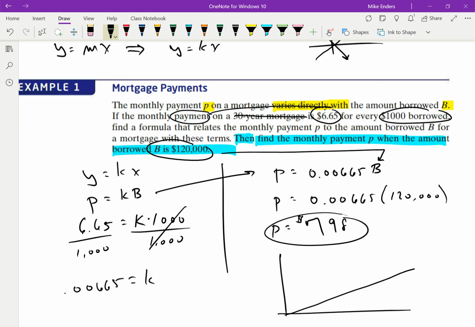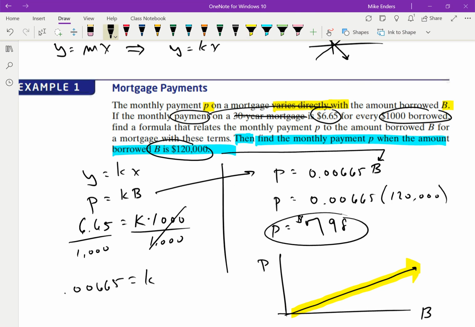If we borrow a higher amount of money, since this is a positive slope, our slope's going to do something like this. Here's the amount borrowed, and here's the payment. As the amount borrowed increases, my payment also increases. And that seems to be a logical scenario.